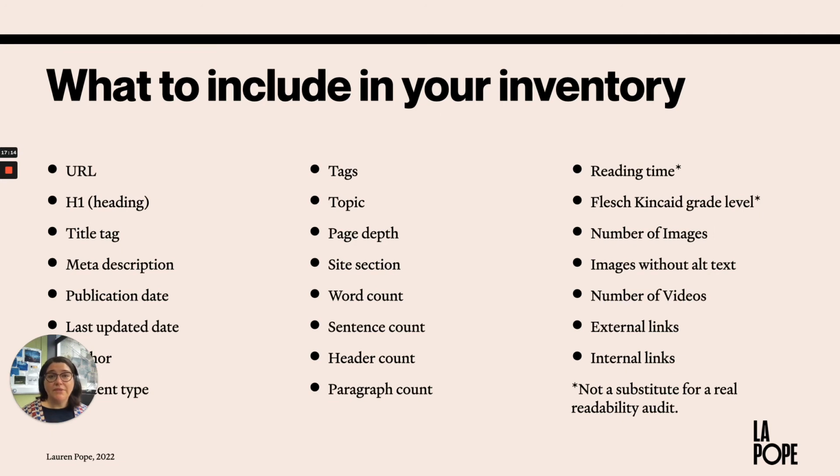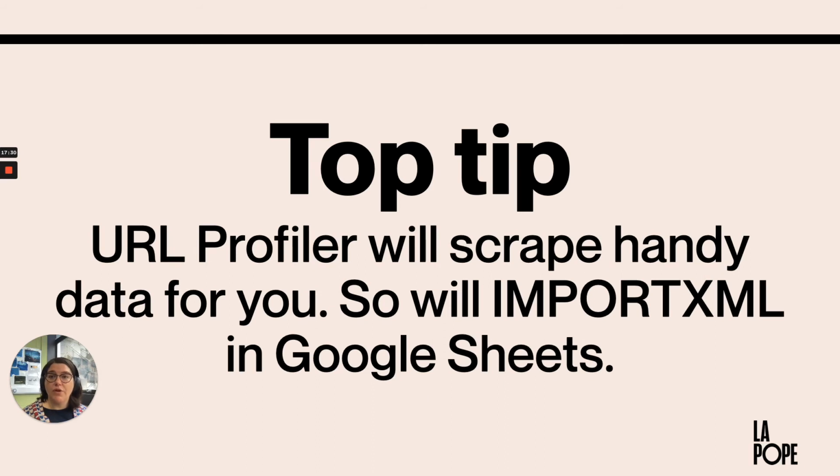As well as the URL, it's good to include some other data about the page in your inventory too. These are some of the things that I would look at including. Just anything that's going to help you categorize content, break it down, understand more about it later on. And a tool like URL Profiler can be really handy for situations like this. You put in your list of URLs and it will go and gather lots of data for you, like your title tag, your meta description. It will tell you if there are any images on the page without alt text. It will give you a readability score.